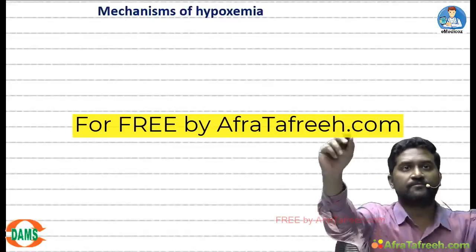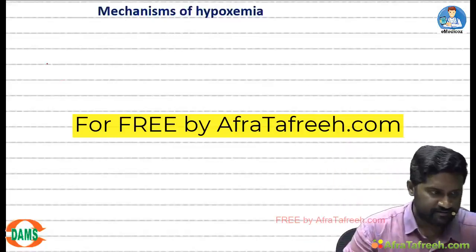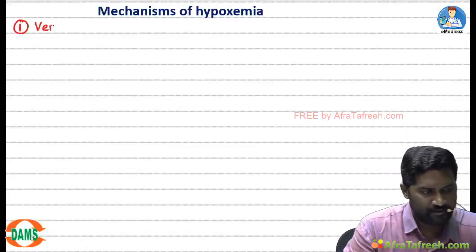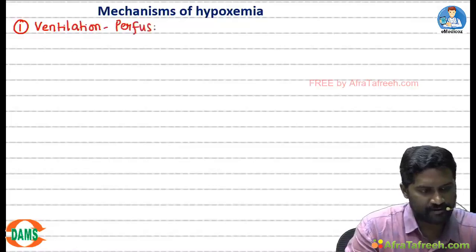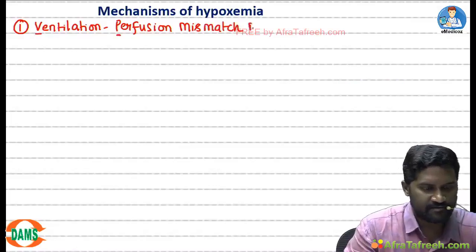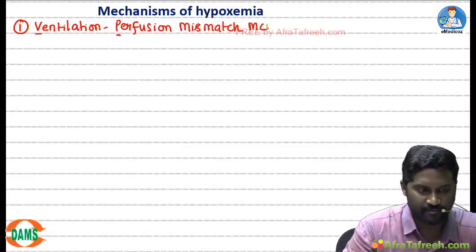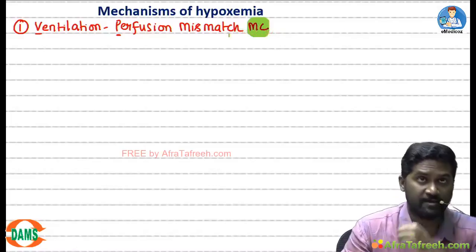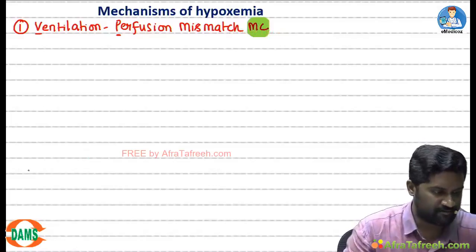Mechanisms of hypoxemia. Let us see the important mechanisms. The first is ventilation perfusion mismatch, also written as VQ mismatch. This is considered the most common mechanism. The most common mechanism of hypoxemia is ventilation perfusion mismatch.